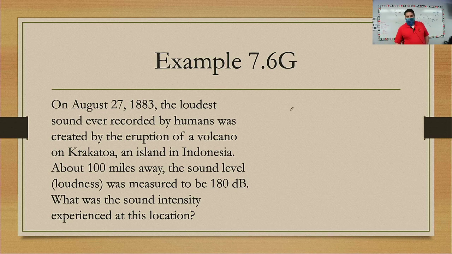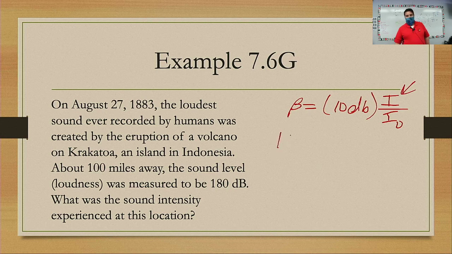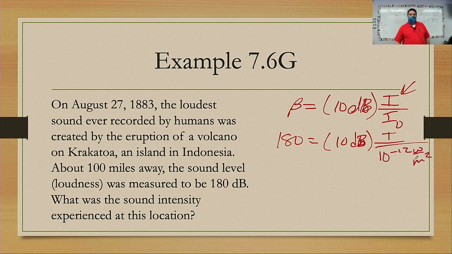So I know that beta is equal to 10 decibels times the log of my intensity over my initial intensity, which is the threshold of hearing. I have all this information; I'm looking for I. So we have B, 180, is equal to 10 dB times the log of I over 10 to the negative 12th watts per meter squared. Solving and rearranging, again, I'm assuming y'all can do algebra, I is equal to 10 to the 6th watts per meter squared.